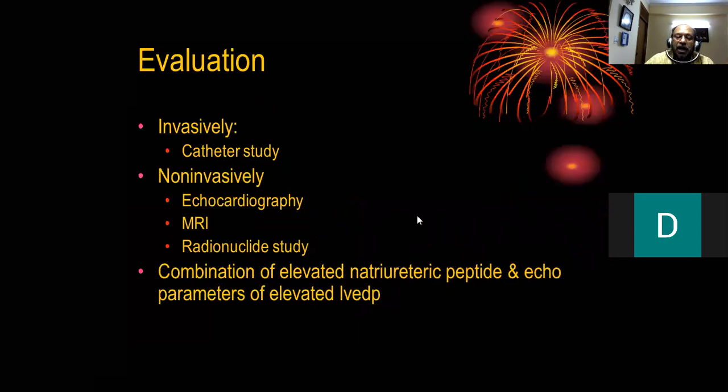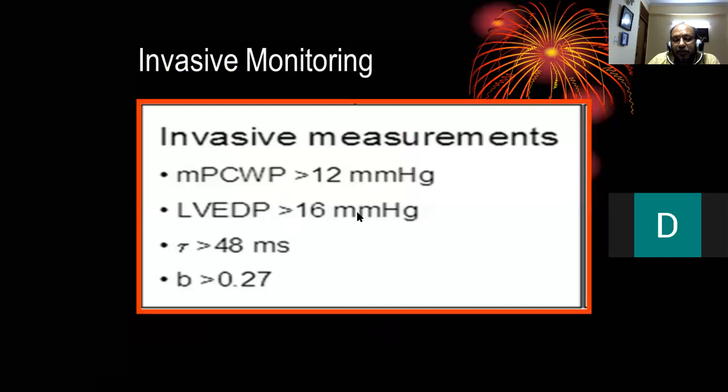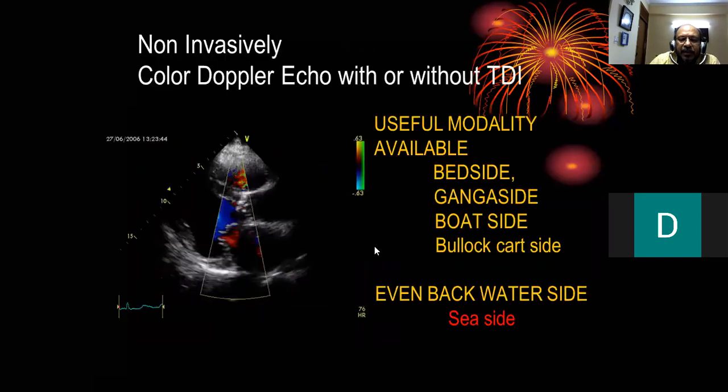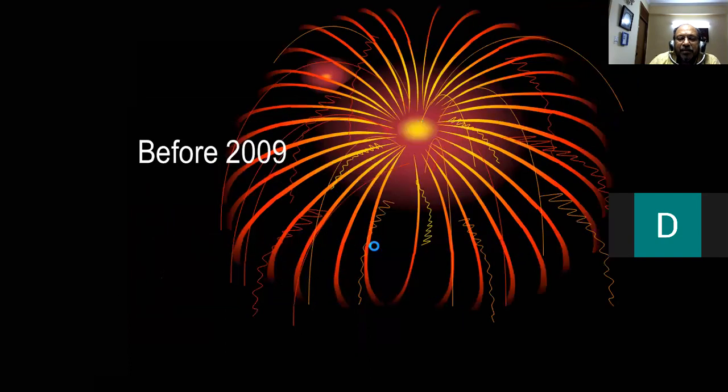The next question comes: how do you evaluate it? The best answer for evaluation of all these things is echocardiography. Invasively also, you can put in a catheter and look at the left ventricular end diastolic pressure, which is more than 16 or so, as we do. Let's spend time on how we look at these patterns.